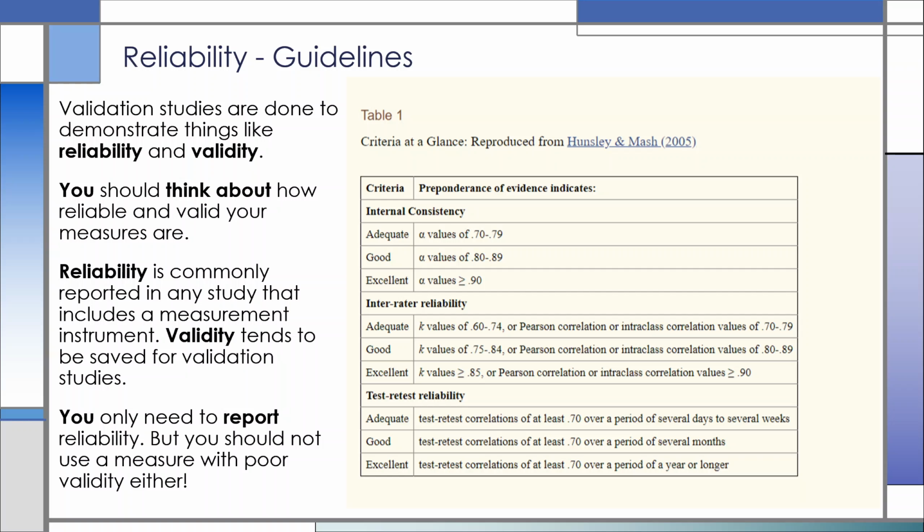Here's a little guideline for Cronbach's alpha and how it can be assessed. The most important one is here at the top where you see the alpha values. You also see some criteria for inter-rater reliability and test-retest reliability. Again, we're not as concerned, especially with inter-rater reliability. You might see test-retest reliability reported in your validation studies, but the one that you really are going to have to think about possibly reporting in your study is Cronbach's alpha. At the top of this table are some values for the strength of Cronbach's alpha.